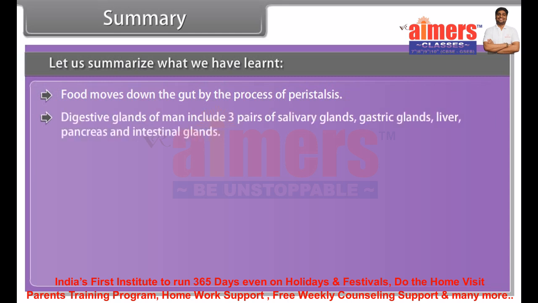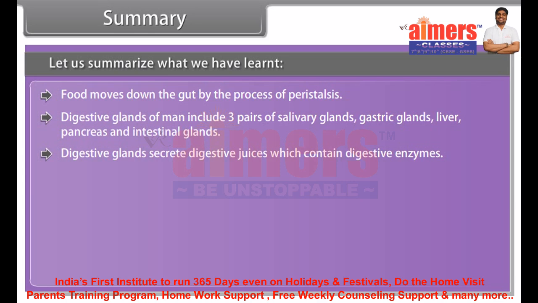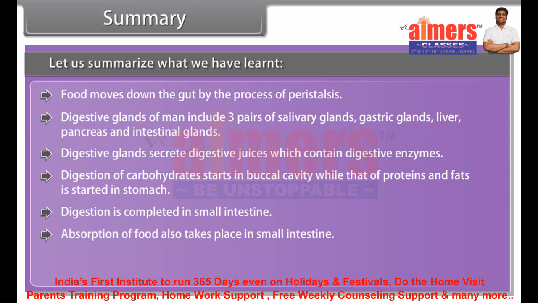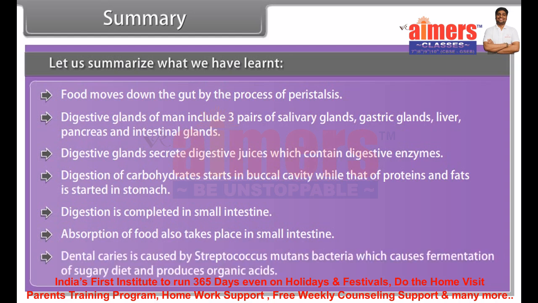Digestive glands of man include 3 pairs of salivary glands, gastric glands, liver, pancreas, and intestinal glands. Digestive glands secrete digestive juices which contain digestive enzymes. Digestion of carbohydrates starts in buccal cavity, while that of proteins and fats is started in stomach. Digestion is completed in small intestine. Absorption of food also takes place in small intestine. Dental caries is caused by Streptococcus mutans bacteria, which causes fermentation of sugary diet and produces organic acids.